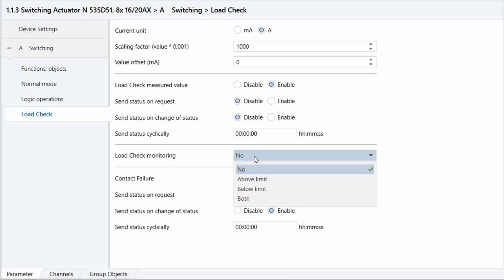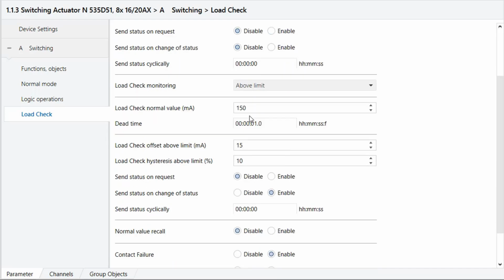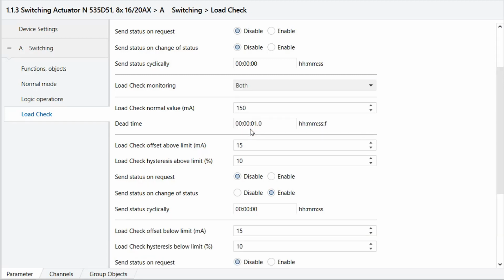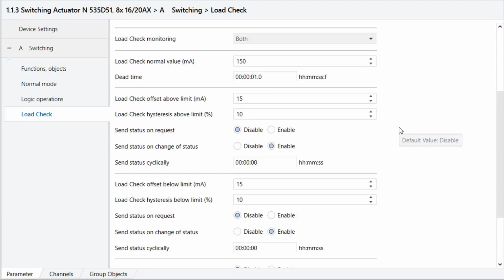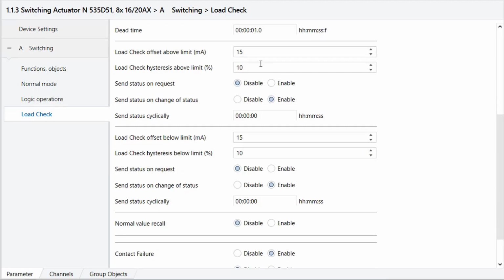Let's look at the parameters for load current monitoring itself. The following four options are available: exceedance of load check limit value, shortfall of load check limit value, both options, or none of the above. That means no threshold monitoring. If none is selected, then the status for contact failure, if used, remains to be configured as known.